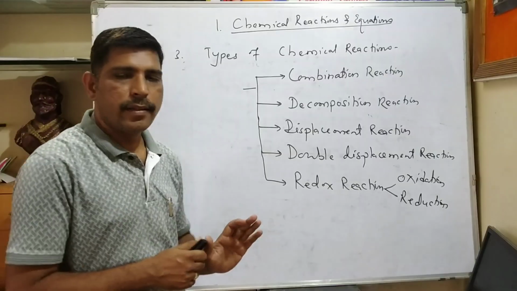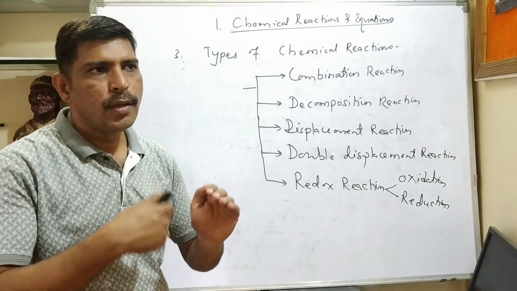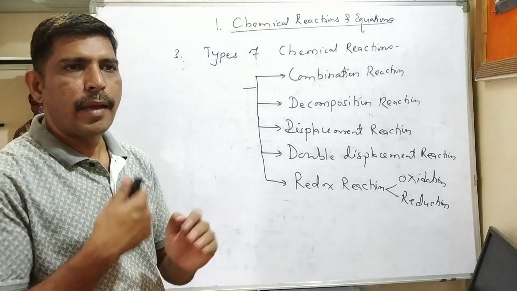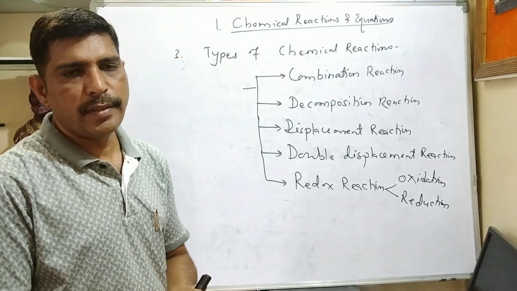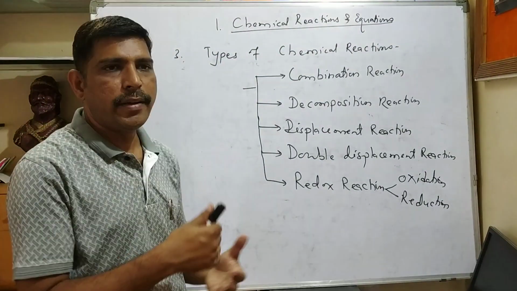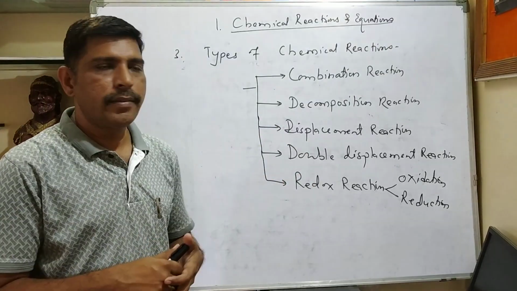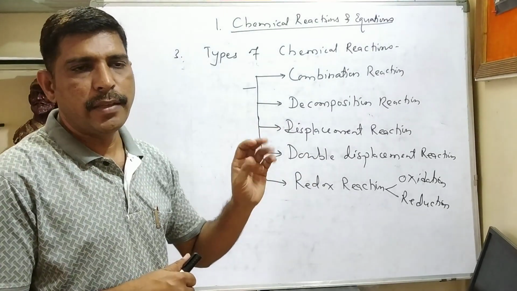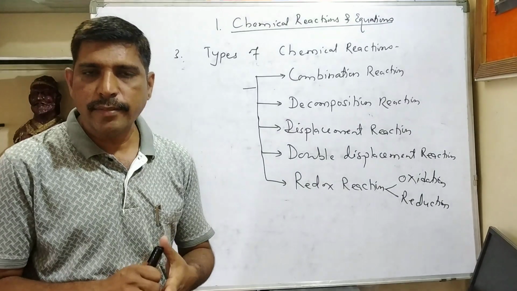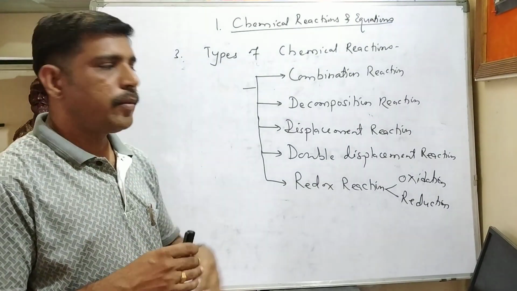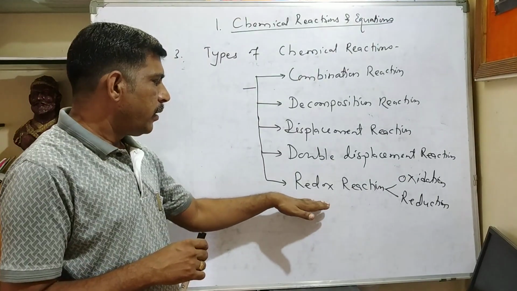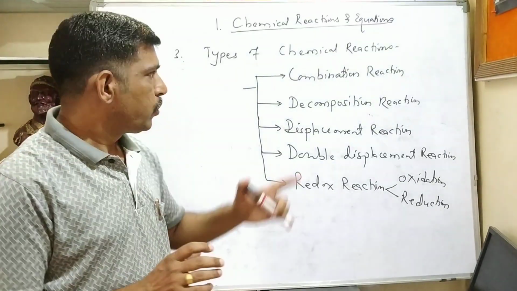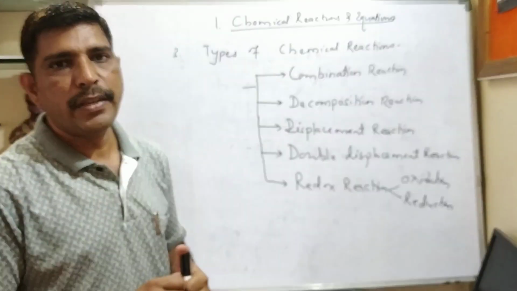Then redox. Many reactions are simultaneously redox, oxidation and reduction. Both processes take place simultaneously. In some reactions only oxidation takes place, in some only reduction takes place. But in many reactions both oxidation and reduction take place, and this is the redox type of reaction. So let us focus on the first, that is the combination reaction.